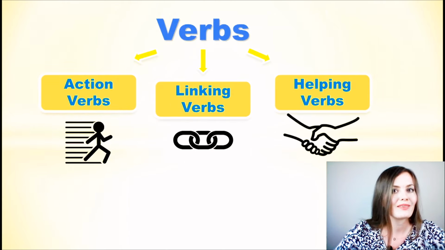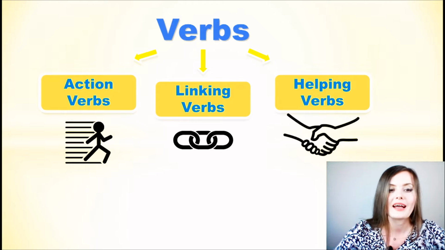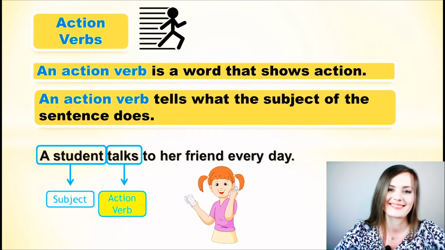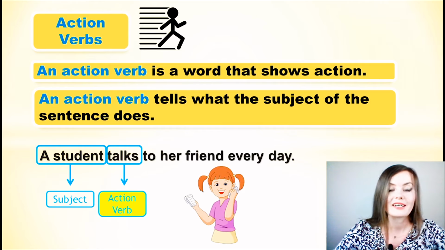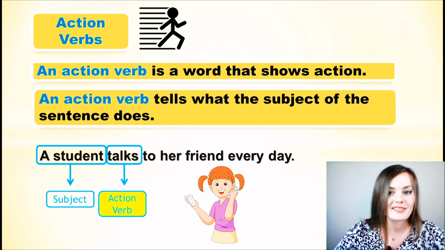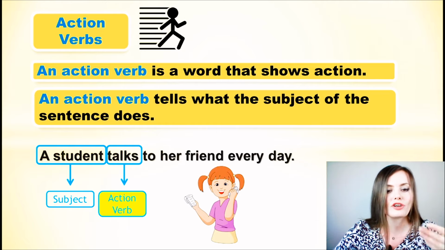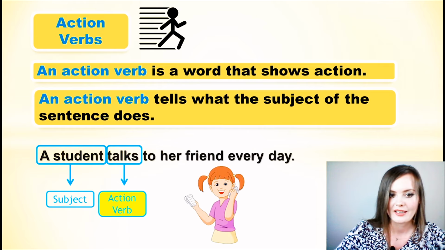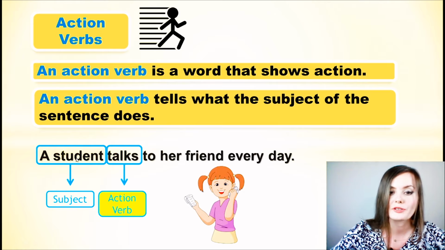Okay, so, what we have learned today? Today we have learned 3 types of verbs: action verbs, linking verbs, and helping verbs. Action verbs. An action verb is a word that shows action. An action verb tells what the subject of the sentence does. For example, a student talks to her friend every day. In this sentence, talks is an action verb. It shows what a student does.